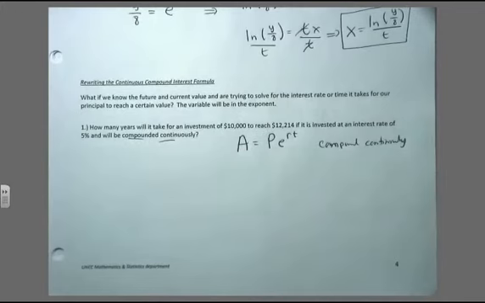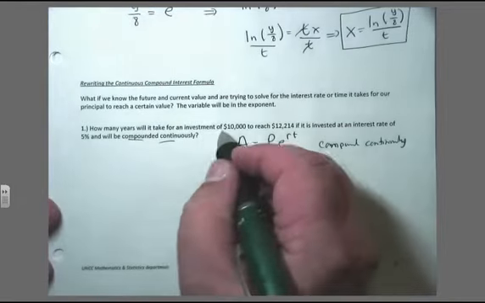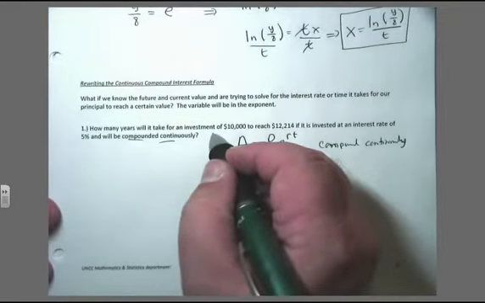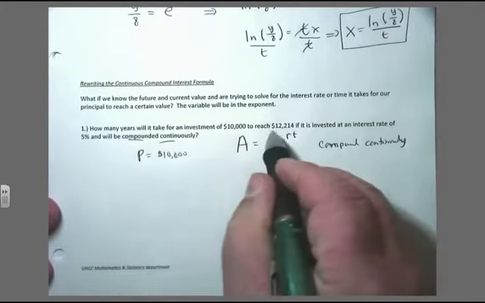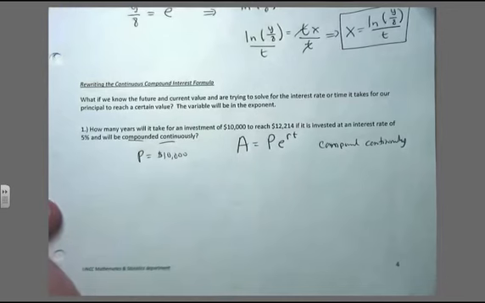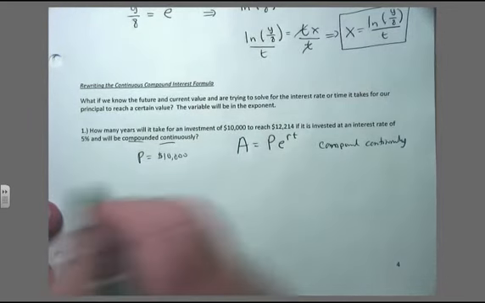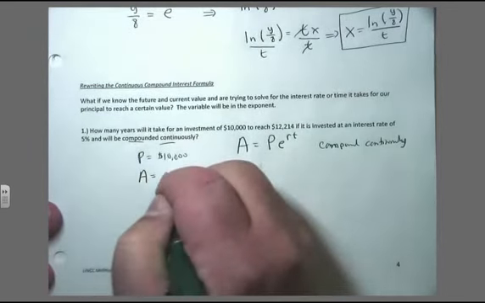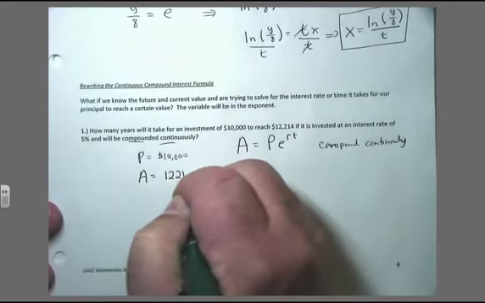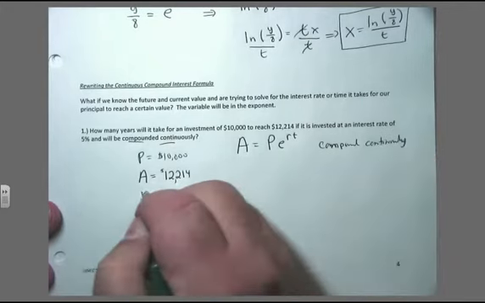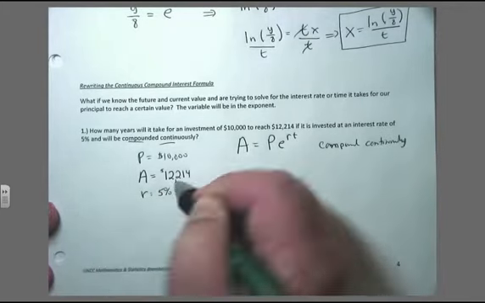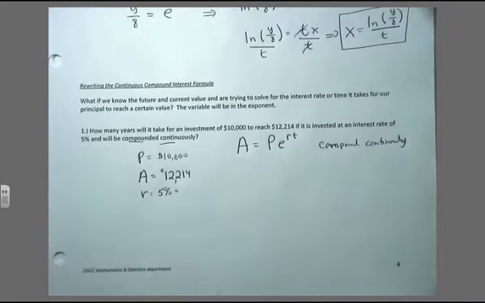Now, read through your problem and type in your numbers here. You invested $10,000. That's your principal, P, $10,000. You reached $12,214. What is that? A, the amount in the account, $12,214. Your investment interest rate was 5%. That's r. But remember, percentages are for people who can't do math. What is 5%? 0.05. And your mission is to find time.